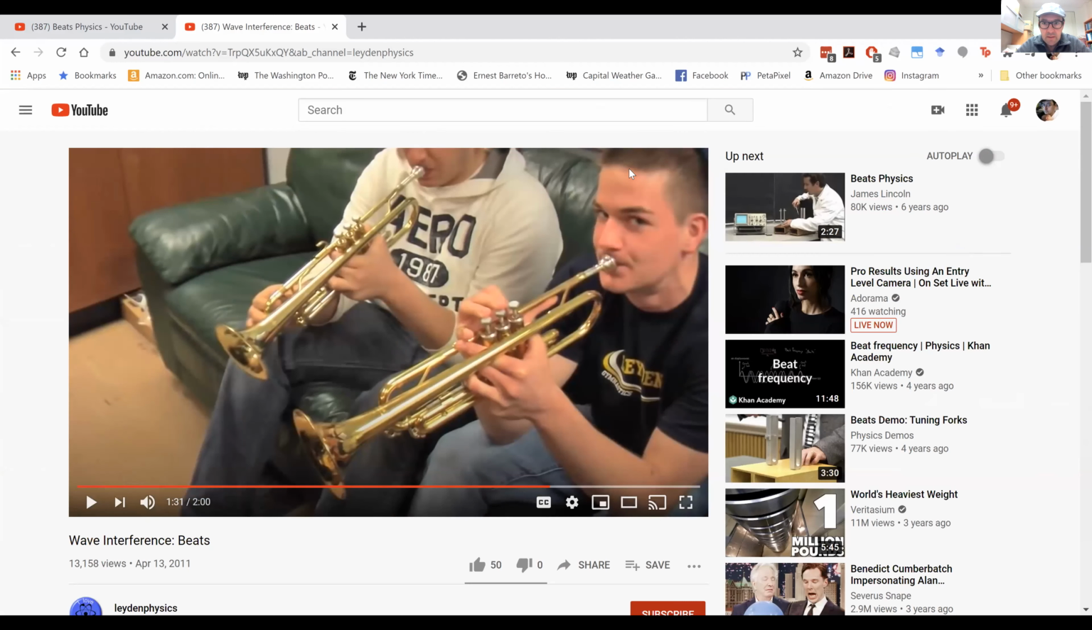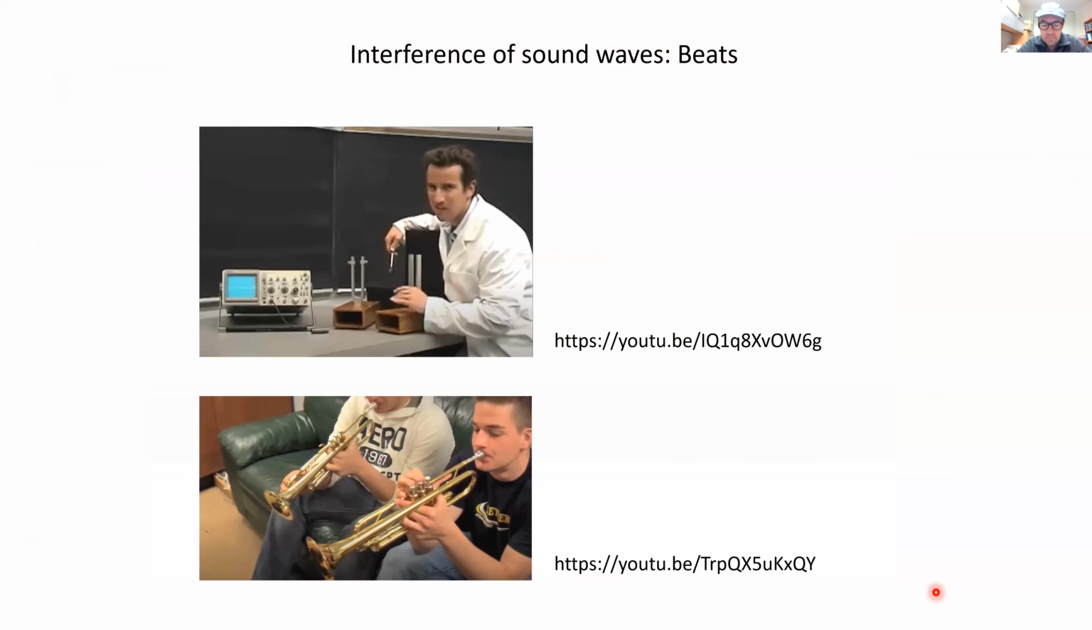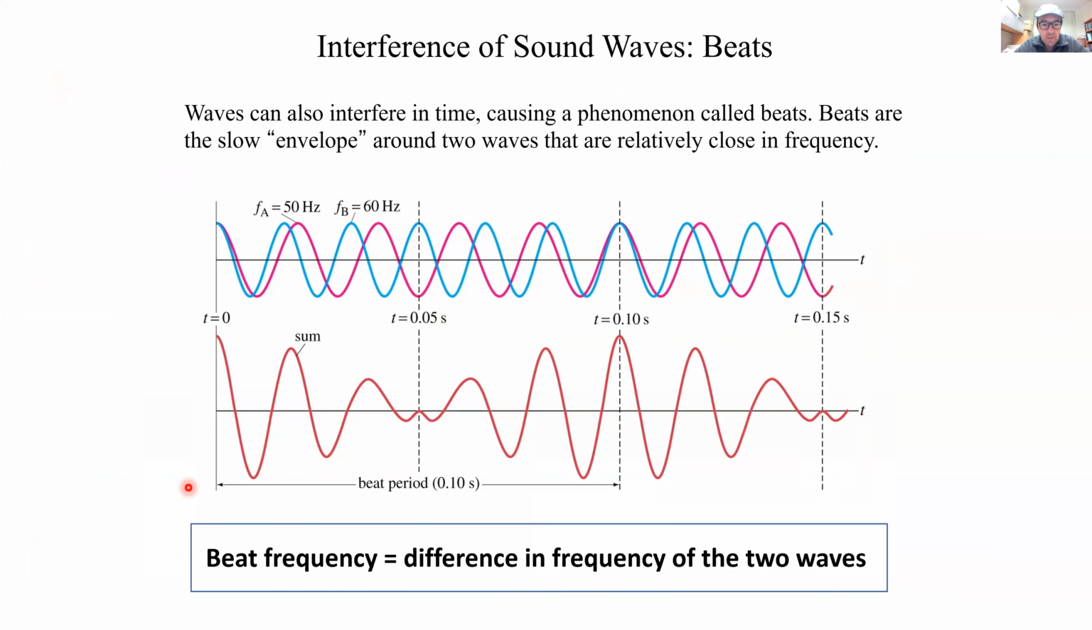All right, so that's the phenomenon of beats. And let's go back to the PowerPoint. All right. Okay, here we go. So that's the phenomenon of beats. And the thing to remember about beats is that the beat frequency, the frequency of wah, wah, wah, wah, is the difference in frequency between the two waves that arrive at the same point in space.